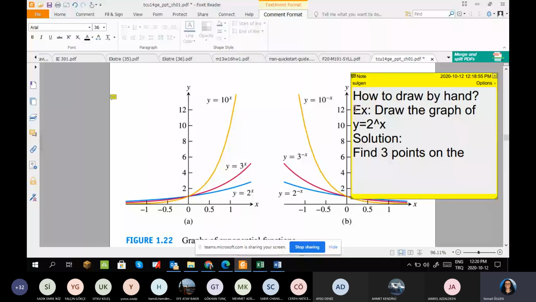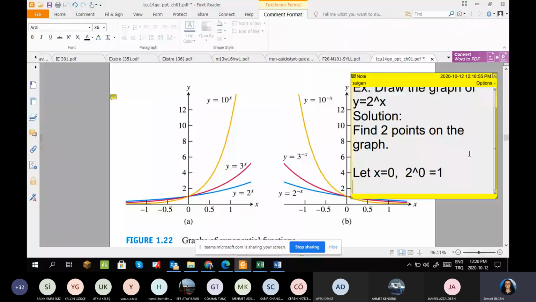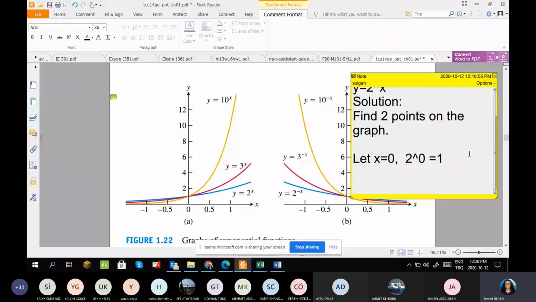Okay, find 2 points on the graph. We say how? For example, you can choose any x. Let x be equal to 0 and put it in. Then 2 to the 0 is equal to 1. So we have a pair. Point P1 is our first point, and the x value is 0 and the y value is 1.